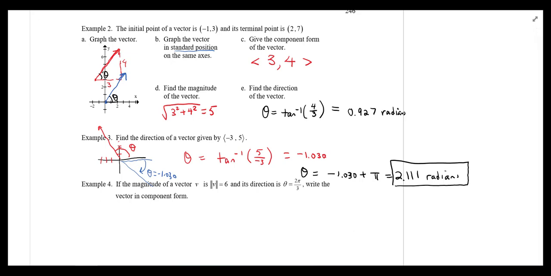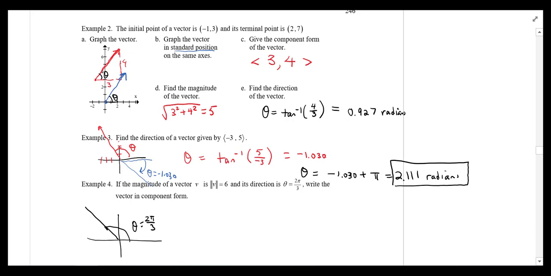And finally, now example number 4: if the magnitude of the vector v is 6, then its direction is theta equals 2/3 pi. Can you write the vector in component form? I hope you certainly can. Because if you're thinking about what's going on here, I can draw an angle, probably something like this. This angle here is 2 pi over 3.